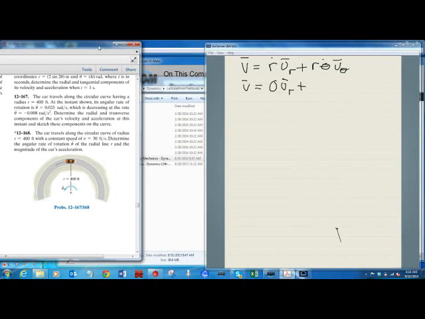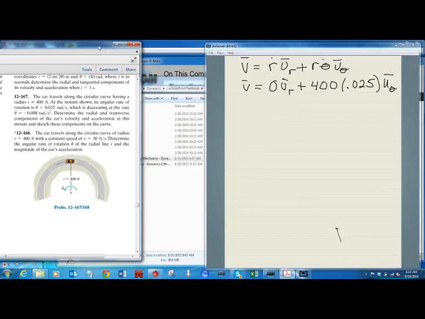Plus, what's r? 400 feet. What's theta dot? 0.025. And that'll be in u_theta. Okay, can you solve that? 400 times 0.025. Would you use Mathematica? I'd pull out my calculator. It shouldn't be that hard. Take 400 times 0.025.